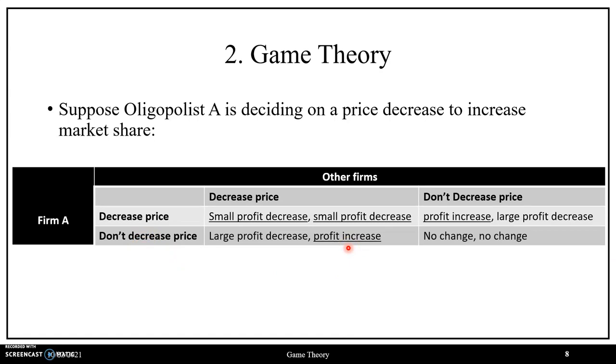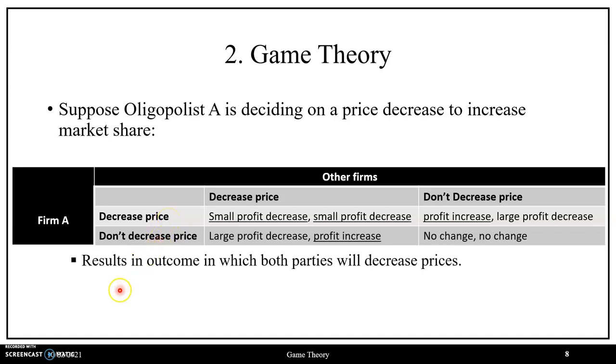So then, in terms of our game outcome, since both small profit decreases are highlighted given decrease price and decrease price, this is the solution to our game. So our outcome is that both parties will have incentive to decrease prices.